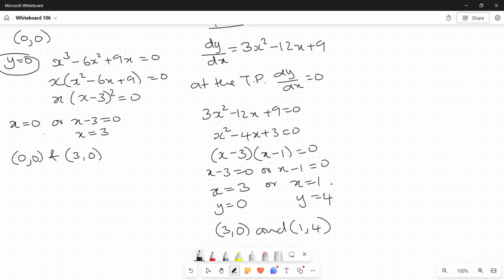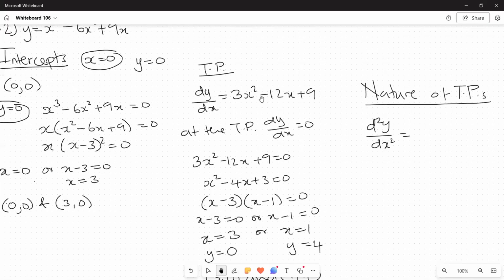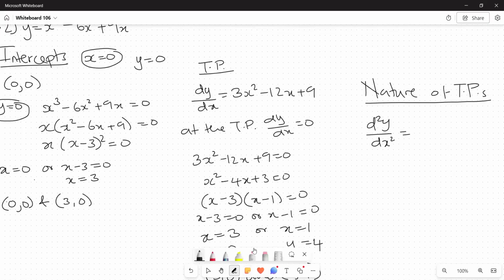Okay, so the next thing is we need to classify these turning points. What is the nature of each of these turning points? Do we have a maximum? Do we have a minimum? Or do we have a point of inflection? Okay, to do that, we find the second derivative. Second derivative is just the derivative of our first derivative. So we take our first derivative and then we differentiate it. So when we differentiate, we have 6x minus 12. And then we substitute each of the turning points into the second derivative, and then depending on what we get, we classify it.